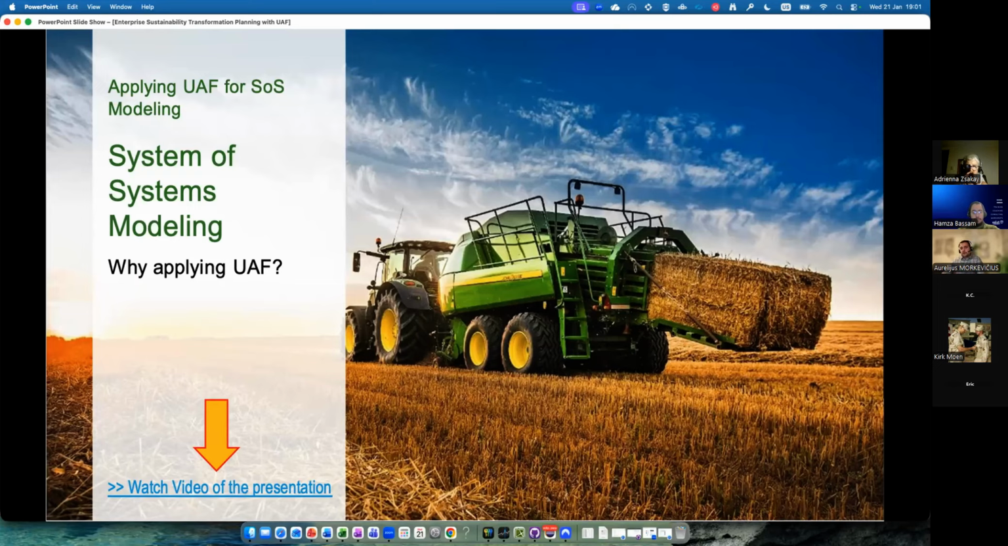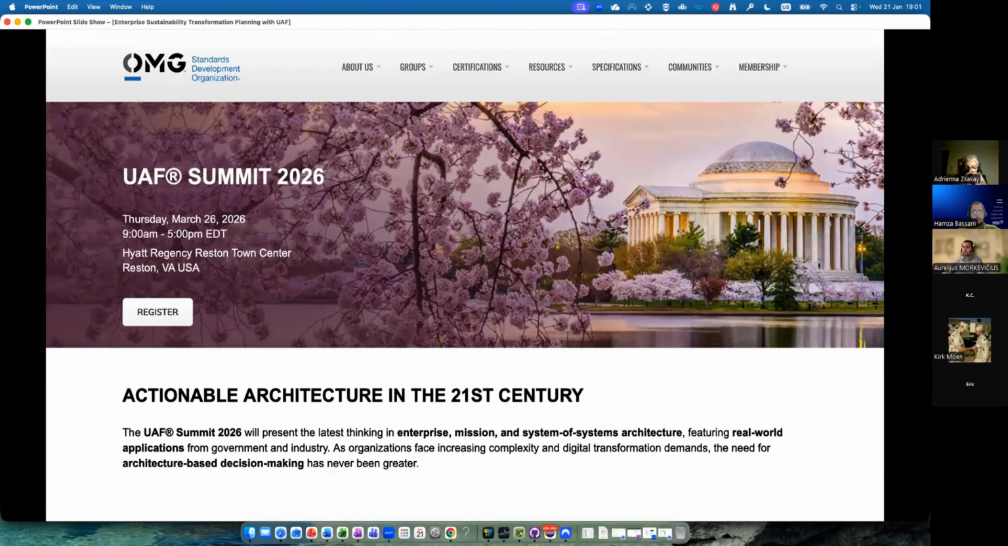Demonstrating how the different systems work together towards increasing the sustainability of the farm.